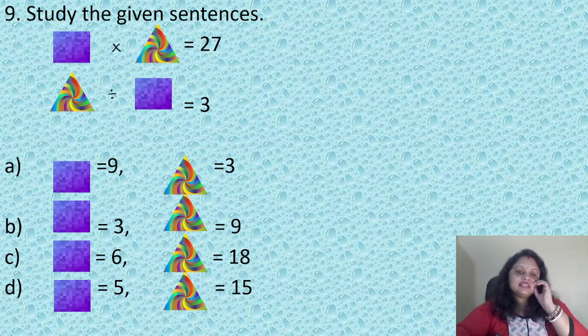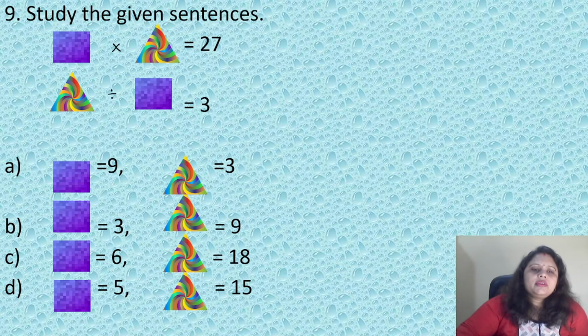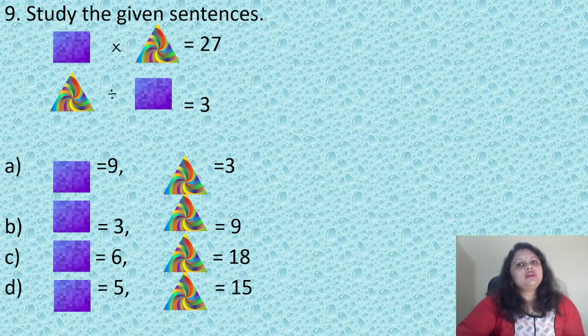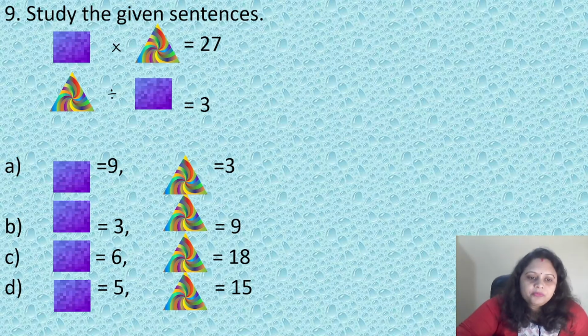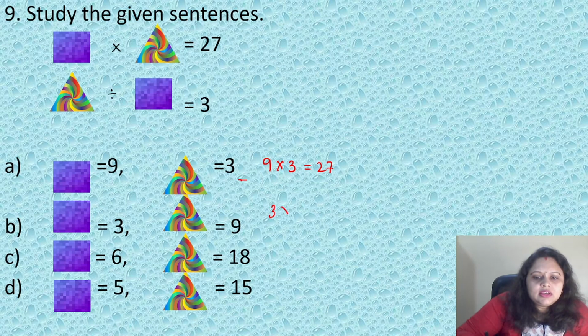Study the given sentence. Here, square into triangle is equal to 27. Triangle divided by square is equal to 3. So here 4 options are given. We have to find the correct option. So square is 9, triangle is 3. 9 into 3 equal to 27. So it may be the answer. Then square equal to 3, triangle equal to 9. 3 into 9 is equal to 27. So it may be the answer because here it is given.